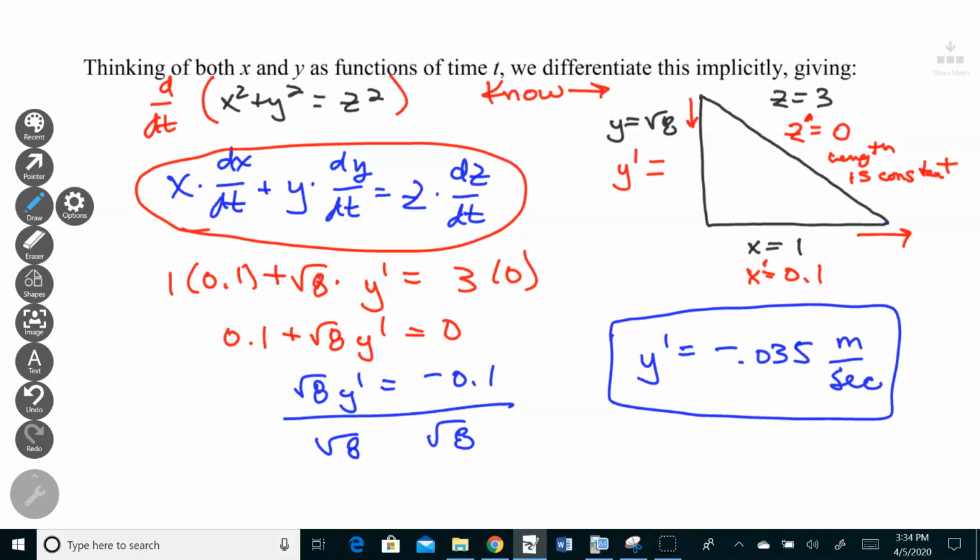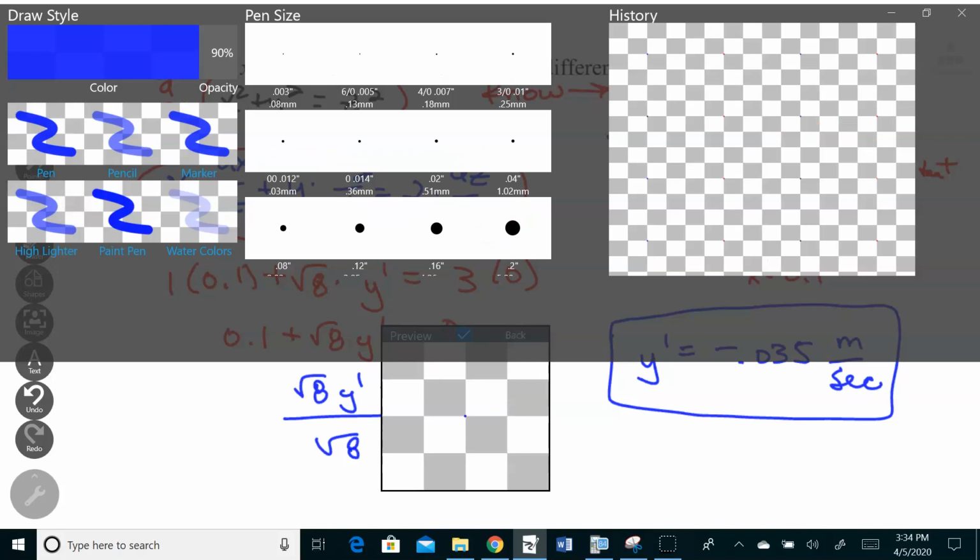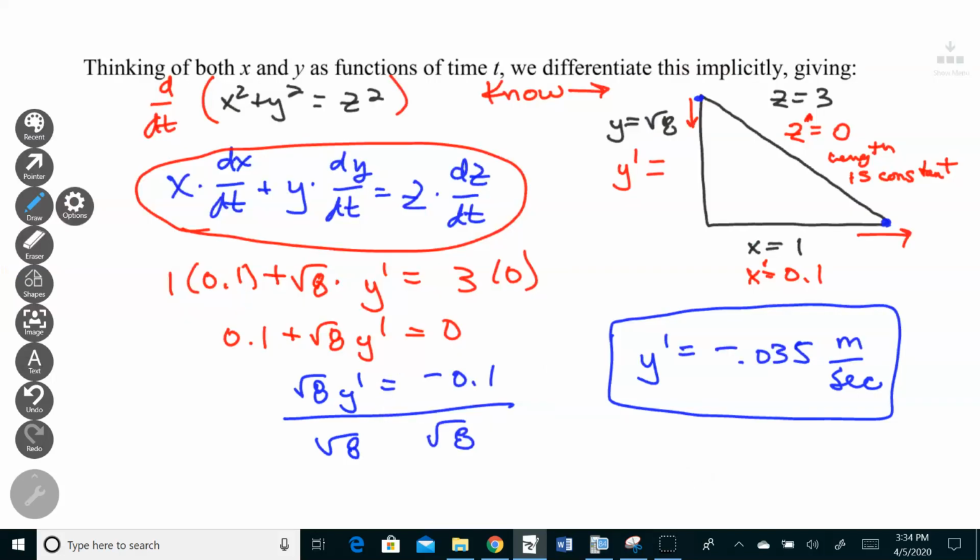So when this side here, when it's 1 meter away, is slipping out at 0.1 meters per second, the top side of the ladder is falling at negative 0.35 meters per second. And since it is negative, it represents that it is falling, going down.